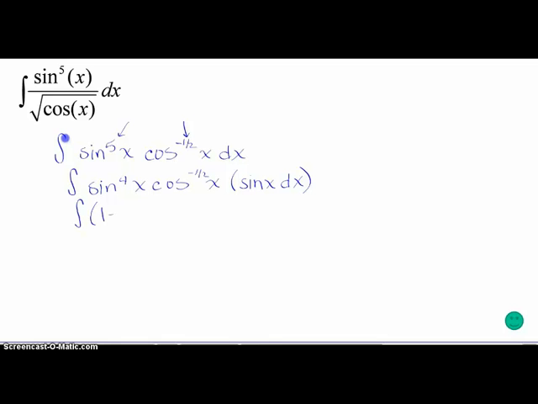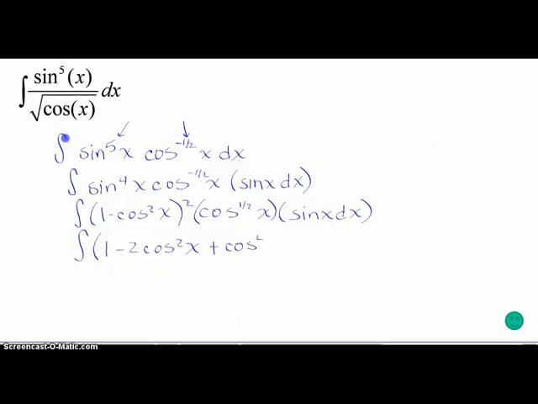I'm going to use the Pythagorean identity to put that in terms of cosine. And then we will FOIL that out. Plus cosine to the fourth of x times cosine to the negative 1/2 of x. I dropped my negative, didn't I? Sine x dx. Now I'm going to distribute everything with cosine in it.